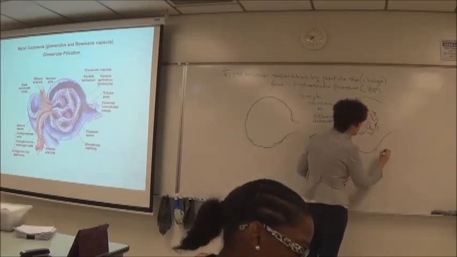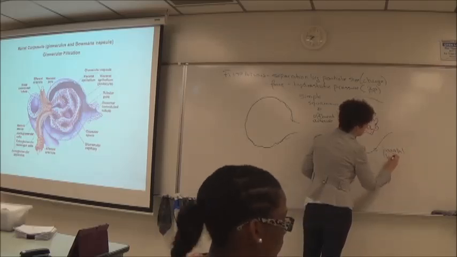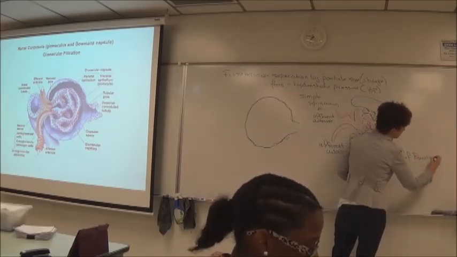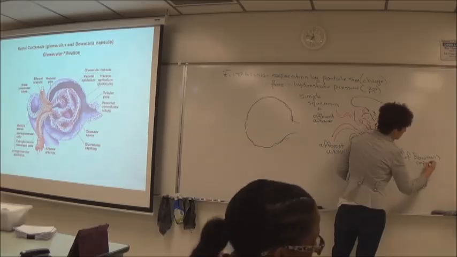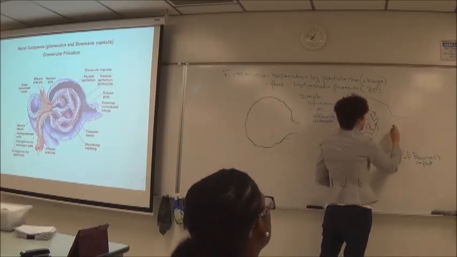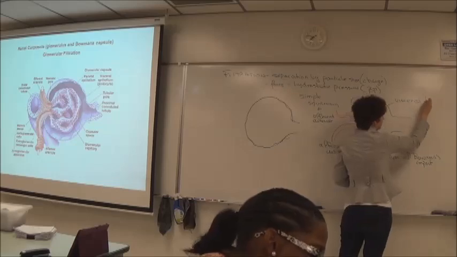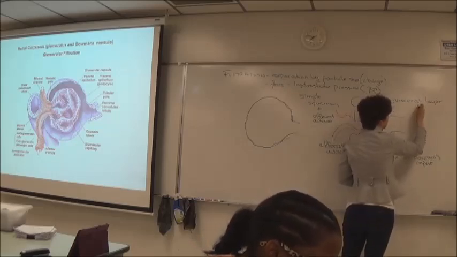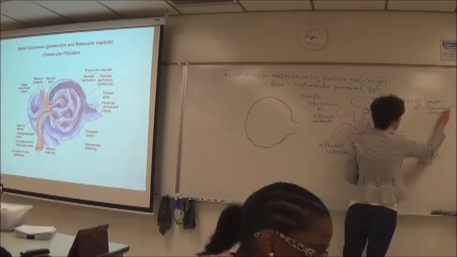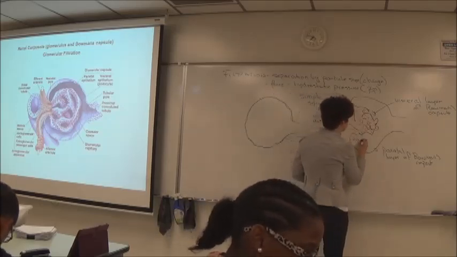So this is a simple squamous epithelium. It's known as the parietal layer of the Bowman's capsule. And the epithelium that is intimately associated with the capillaries is known as the visceral layer. And then this is known as the capsular space.